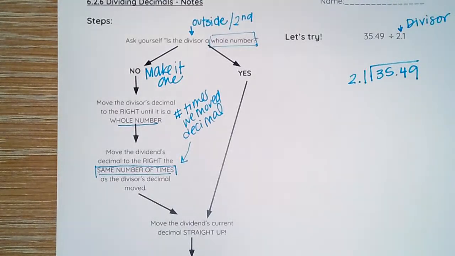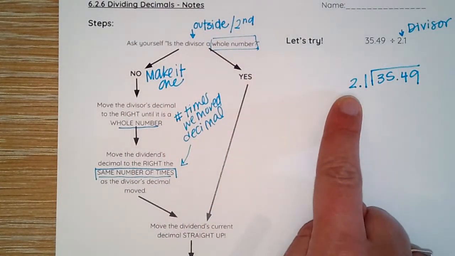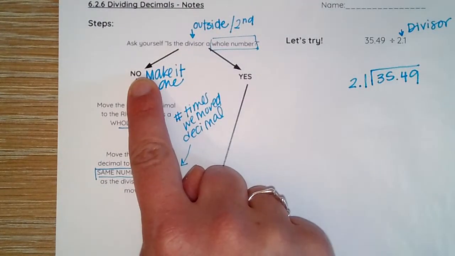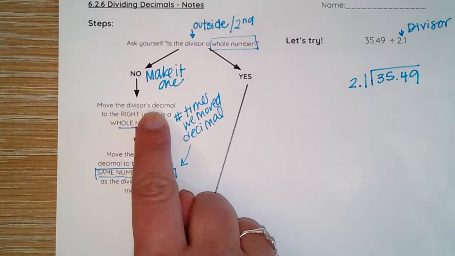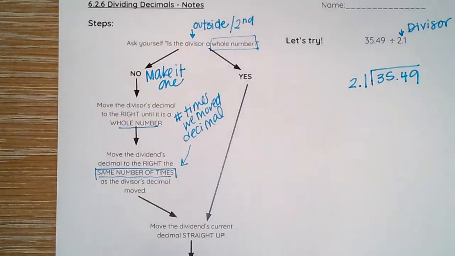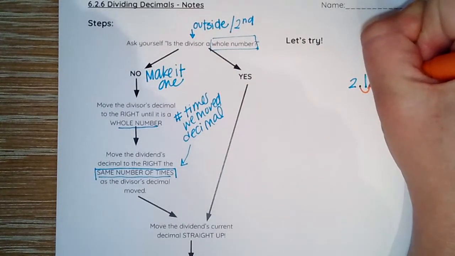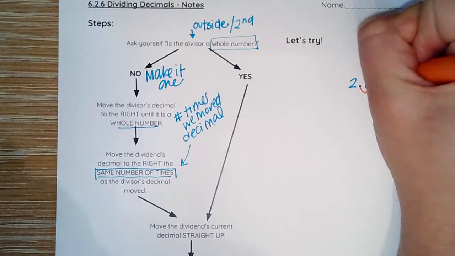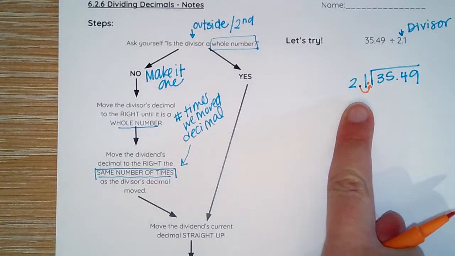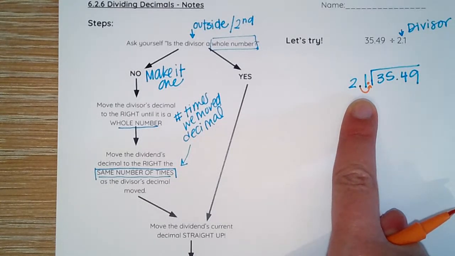Now, we ask ourselves, is your divisor a whole number? Our divisor is not a whole number, so we go to no. We need to make it one. To do that, we move the divisor's decimal to the right until it is a whole number. So here, if I move it one time, now I have 21. That's a whole number, so we're good to go. I moved it one time.